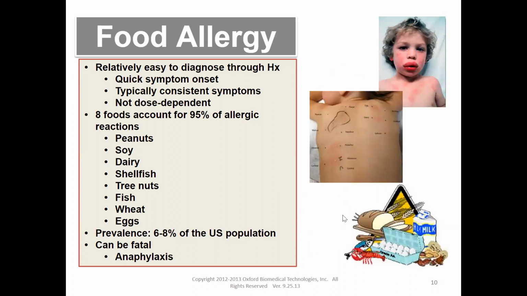So a food allergy, most people are familiar with a food allergy. It's relatively easy to diagnose. This is a very quick symptom onset for people that are experiencing allergies. Typically, they have consistent symptoms, and this is not dose dependent, typically based on the allergen. So these are common allergens in our diet. Most people are pretty familiar with that. Food allergies can be fatal. And this is literally when the body goes into shock, trying desperately to get rid of what they perceive to be, you know, as foreign.